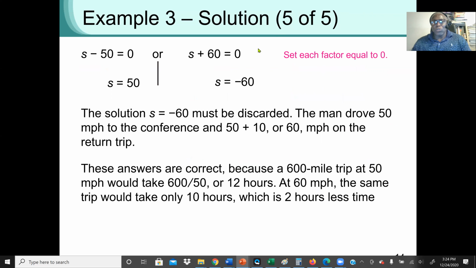But again, we are going to discard negative 60. The speed cannot be a negative value. So this is our 50, and the solution S equal to negative 60 must be discarded. The man drove 50 miles per hour to the conference. So the returning trip will be 50 plus 10, which is 60 miles per hour on the returning trip. So the answers are correct, because a 600 mile trip at 50 will take 12 hours, and at 60, the same trip will take only 10 hours, which is 2 hours less.